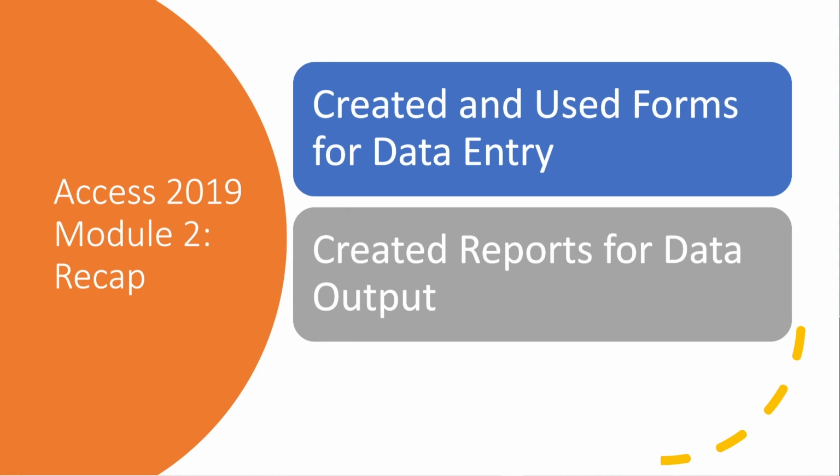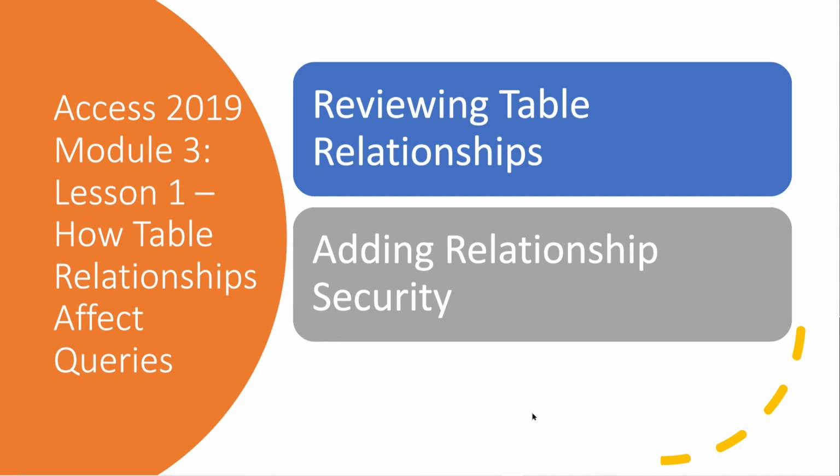So just to recap what we've covered in Module 2, we created and used forms for data entry. We created forms a couple of different ways, and we created reports using the report wizard. So we were able to go in and do some formatting, like adding a logo to the report, changing the title, and all of that. The first lesson in Module 3 is how table relationships affect queries. In this lesson, we're going to review table relationships, and we're going to add some relationship security, which I mentioned earlier in the course.